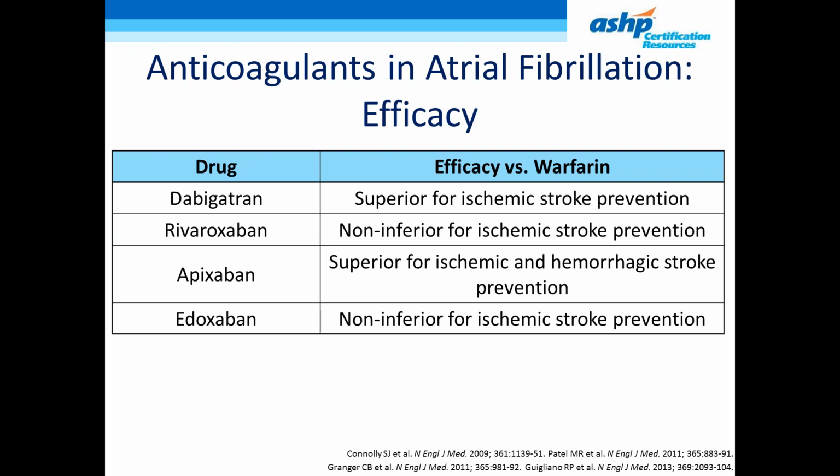I do want to point out that the apixaban major trial, which was ARISTOTLE, evaluated the combined endpoint of both ischemic and hemorrhagic stroke, and it found that it was not superior for ischemic stroke, but it was superior for the combined endpoint of ischemic and hemorrhagic stroke prevention.